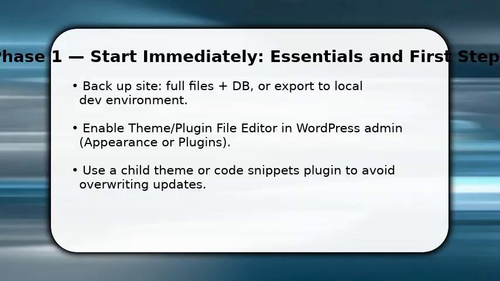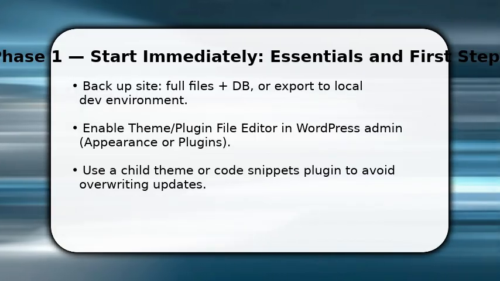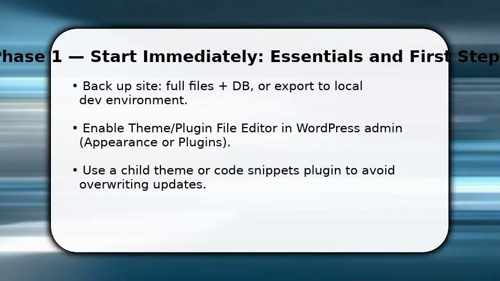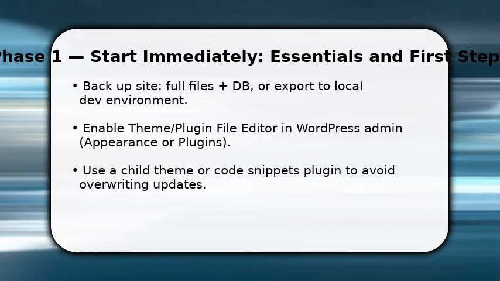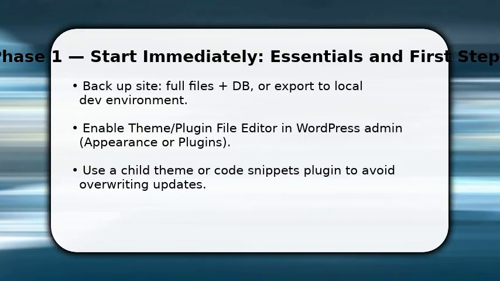Enjoy the video. You start by protecting your site. Make a full backup of files and the database, or spin up a local copy. Once done, log into WordPress and open Appearance, Theme File Editor, or Plugins, Plugin Editor. Make sure you select a child theme or use a code snippets plugin before editing. This prevents update overwrites. You're now positioned to make the first safe change.